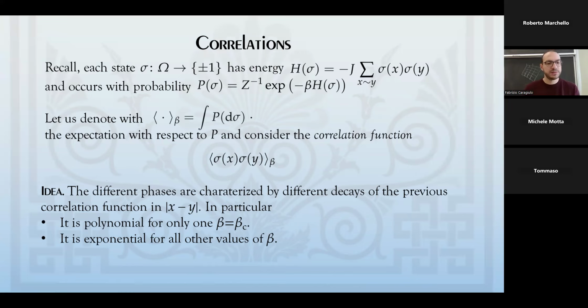And one can show, at least for the two-dimensional Ising model, quite explicitly, that the decay behavior in the distance x minus y of these correlation functions is really dependent on the temperature. Indeed, they decay exponentially for all values of beta, except for a single value where they decay polynomially, I believe as the power minus 1/2, maybe, in two dimensions. Anyway, as a polynomial. And this is a way to detect the fact that the system is undergoing a phase transition.